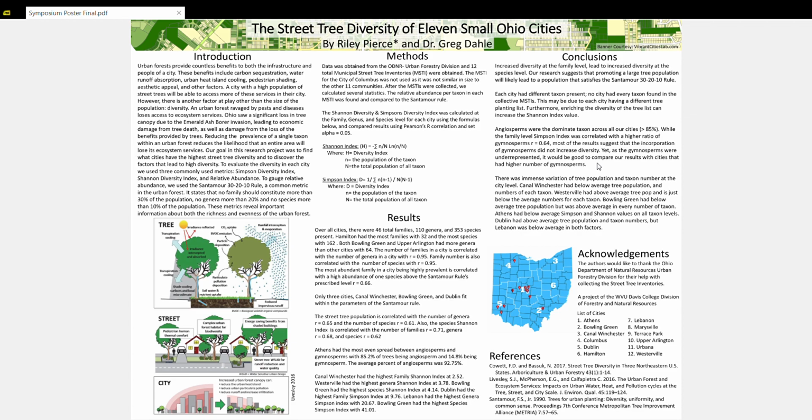Lastly, I would like to thank the Ohio Department of Natural Resources Urban Forestry Program for their help in collecting the street tree inventories and sending them to me. This is a project of the WVU Davis College Division of Forestry and Natural Resources. Thank you very much for listening to my talk today.